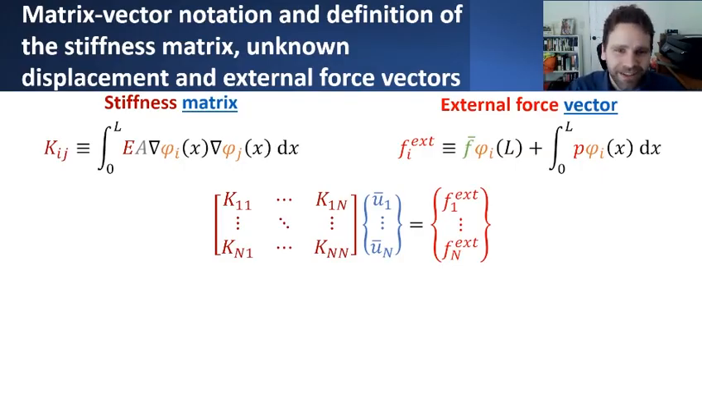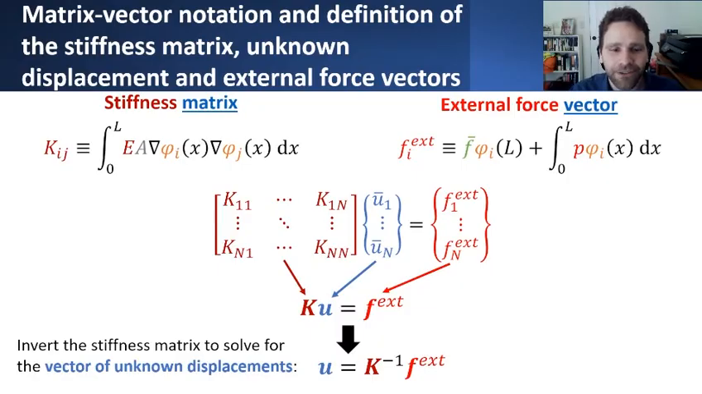And in general, assuming that the chosen set of basis functions are independent, in the sense that you can't represent one of these basis functions as just a linear combination of the other basis functions, and as long as you satisfy a few other requirements, then it is possible to invert this resulting stiffness matrix to actually solve for the set of unknown displacement coefficients. Okay.